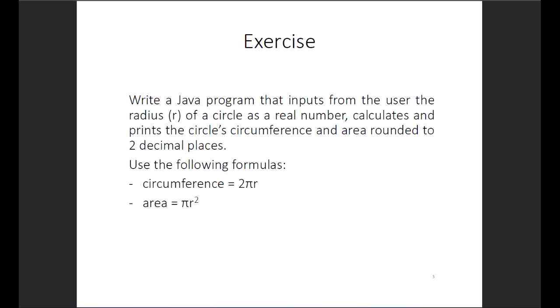You see in the slides there's this exercise, like write a Java program that inputs from the user the radius of a circle as a real number, calculate and print the circle's circumference and area rounded to 2 decimal places, and they gave you the formulas. You see, when you are working with a circle, you need the value for pi. So the circumference is 2 pi r, and the area is pi r squared. So let me try to write this program where I will take from the user this value r, representing the radius, and then I can provide the output.